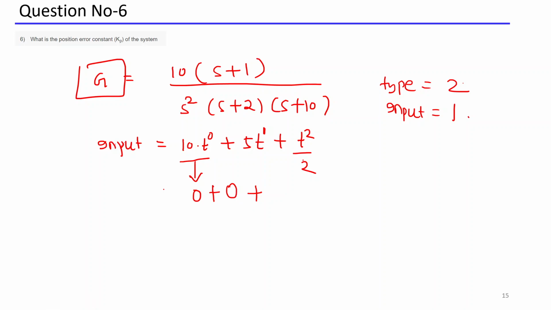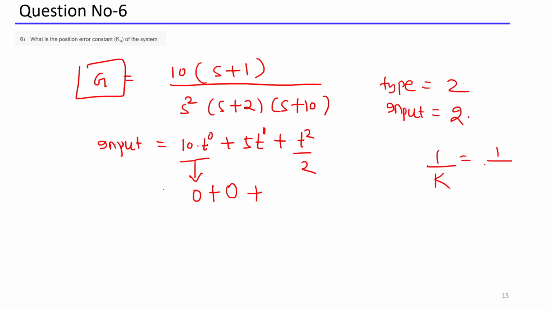Understand? Yes, sir. Next question. Now you have the third input. Now you check the type. Type is 2, input is 2. Okay, now there will be some steady state error. What is the value of that? This value will be 1 divided by k.